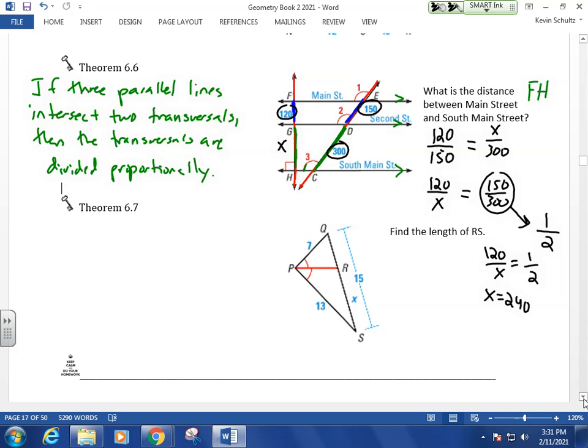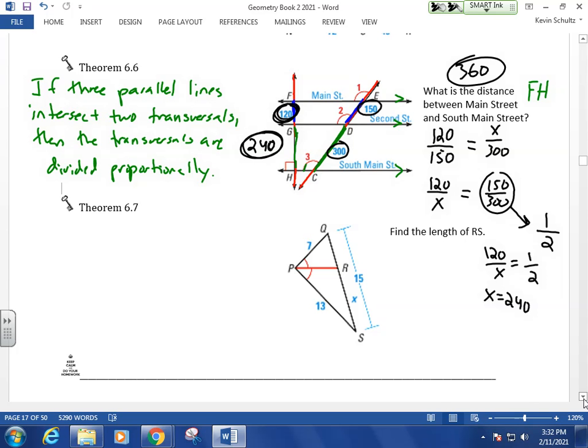It's equal to 1/2. So this being 240, GH there, we can erase the X because we solved for it, and also erase half of everything else I drew there. Put that back in there. And if our question is, what is the distance between Main Street and South Main Street? Well, FG is 120. GH we calculated to be 240. Therefore, 360 is the answer, which is the length of FH.